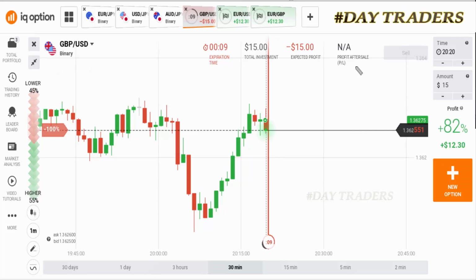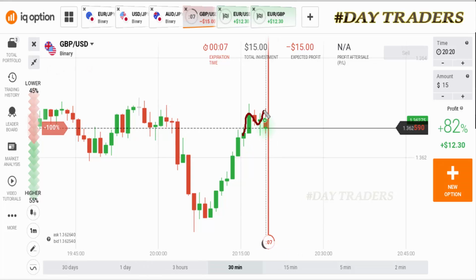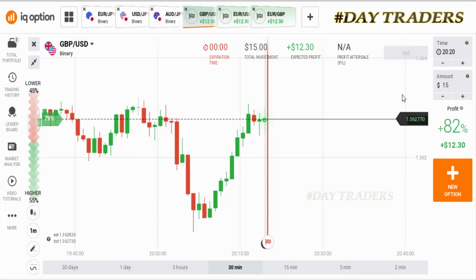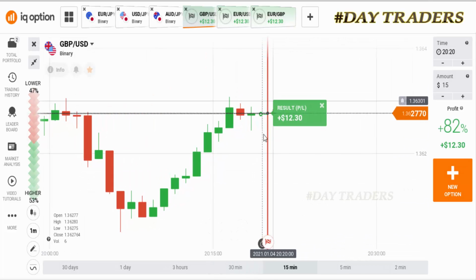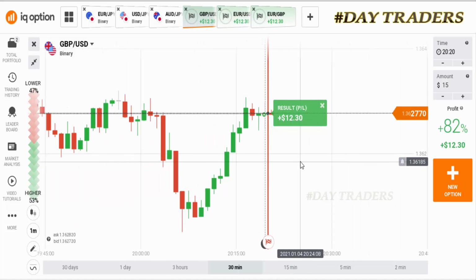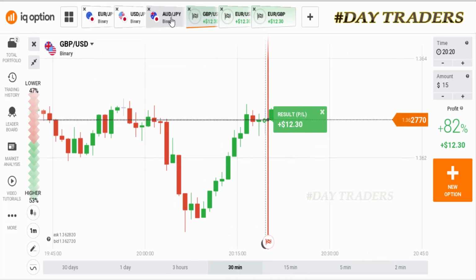You can see this market is going to go more up, touch the resistance area, and again make a bearish candle. Okay, but it made a doji candle. Okay, this is also a winning trade. I'll check the next pair.